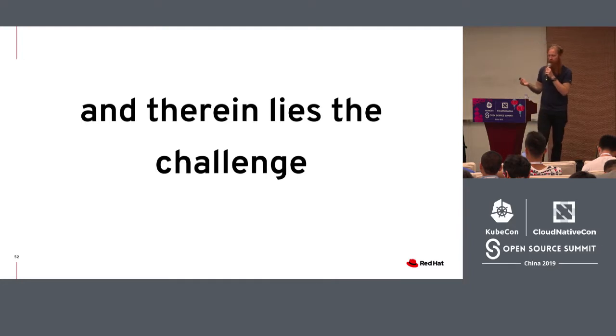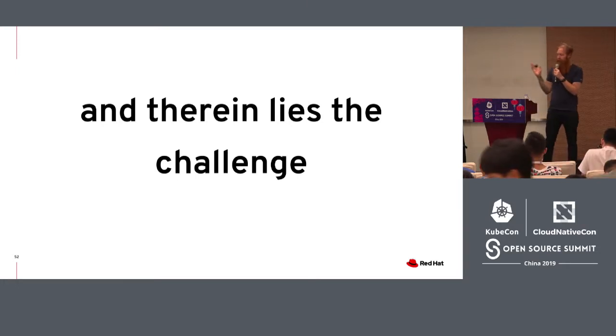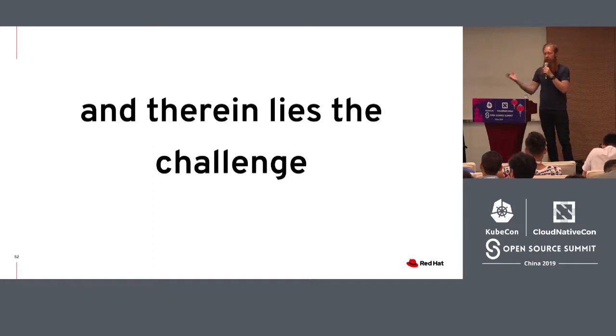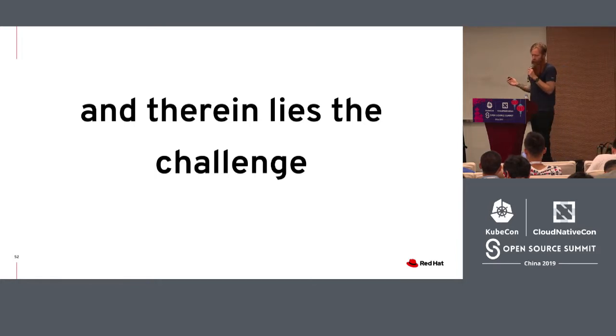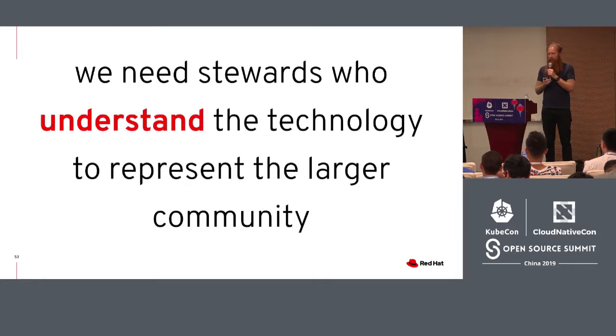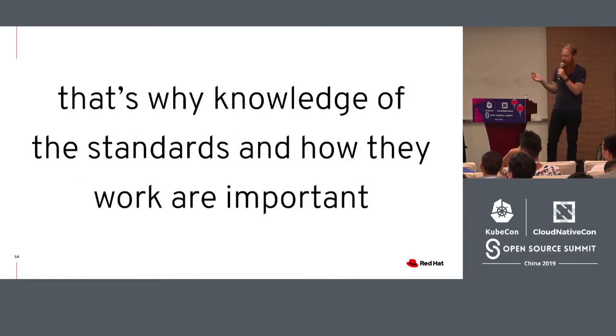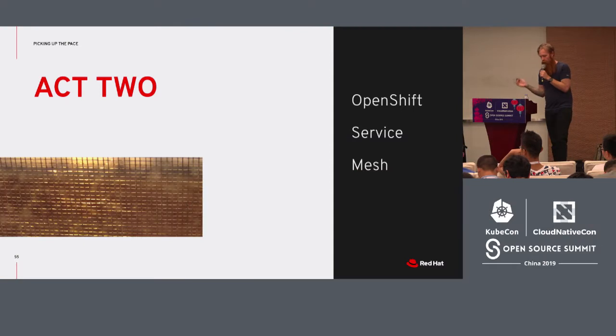The switch was made to a project which is not necessarily aligned around what we traditionally think of as community. It's aligned around the interests and expertise of a single corporation. It's understandable, though, and I don't fault Google for it. When the community was much smaller, it made sense to consolidate around the opinions and needs of the specific groups maintaining specific pieces. But as we grow the project, the nuances of other members of the community become more apparent. And this is why we need stewards who understand the technology. That's why the knowledge of the standards and how they work are important, which is where we get into Act 2.